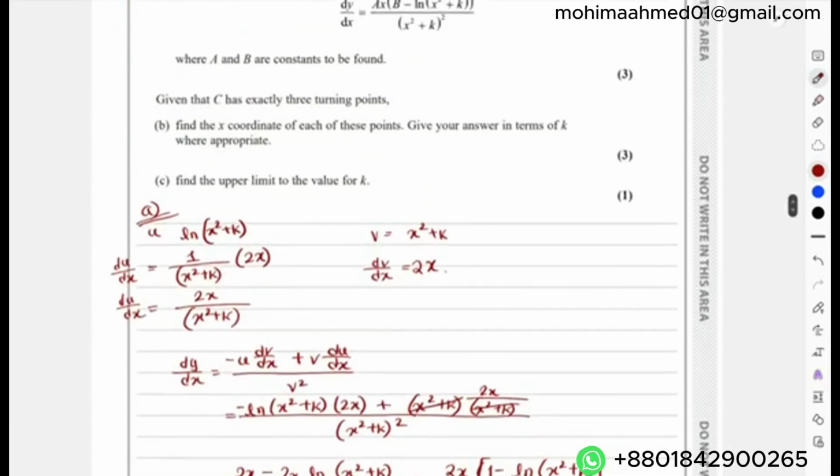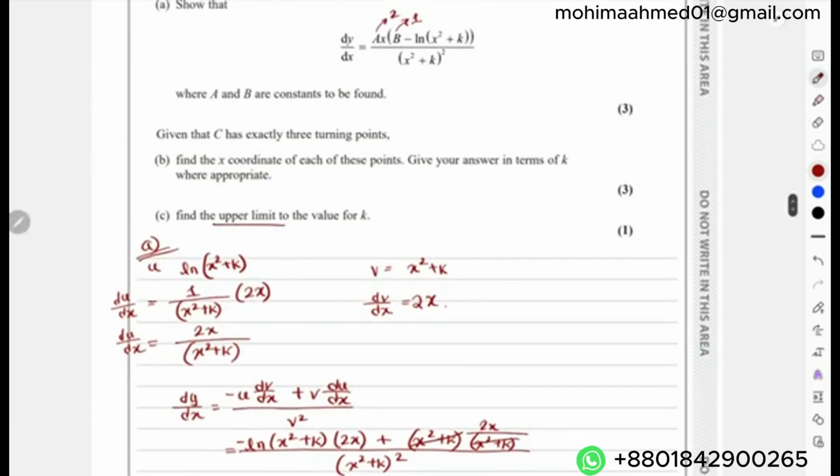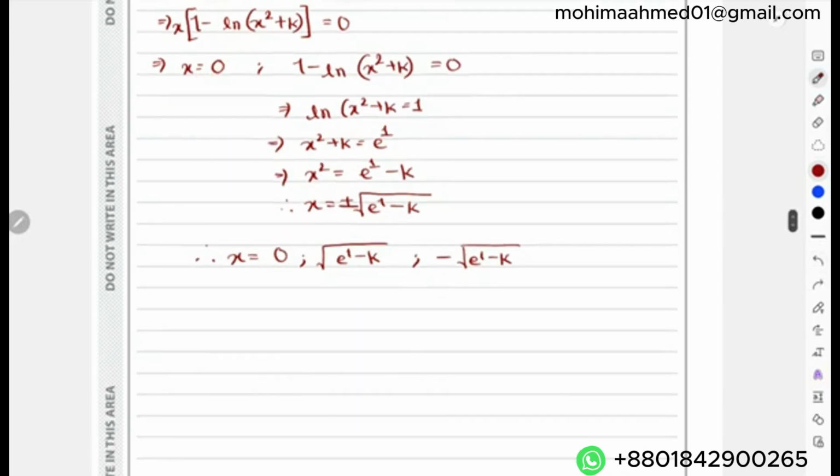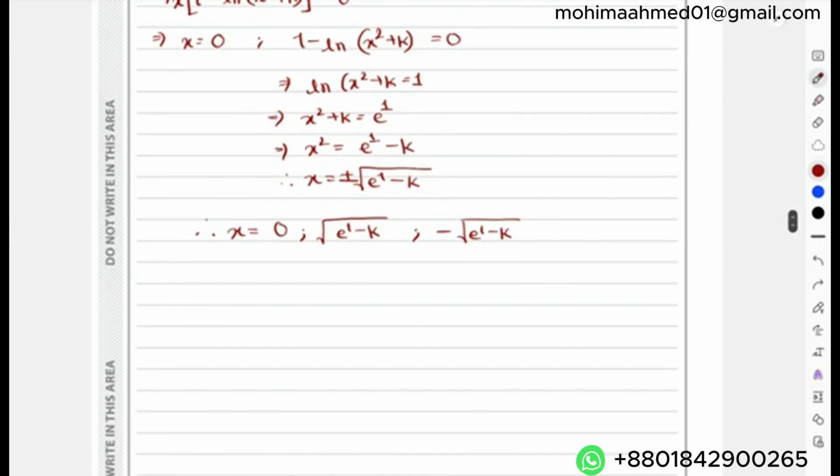We will move on to part C. We need to find the upper limit for the value of k. As 0 was not related to k, we'll not use it, but the other two values were related to k. So for part C, we can write the square root of e^1 minus k equals 0. If you take that root to the right-hand side, it just becomes 0 squared, which is still 0. So e^1 minus k is 0, and you finally end up with k equals e^1.